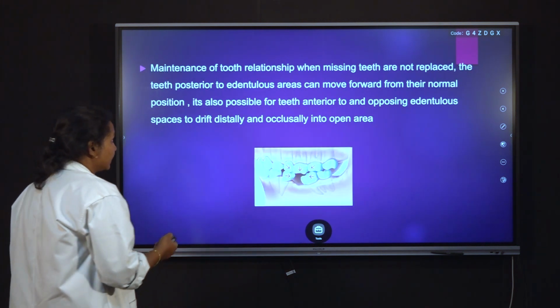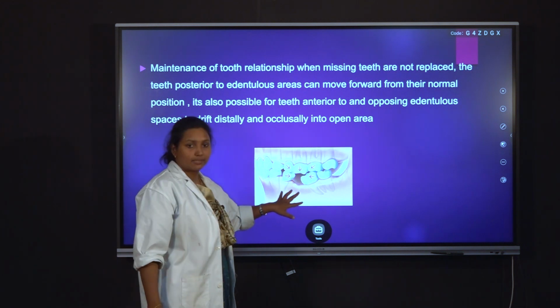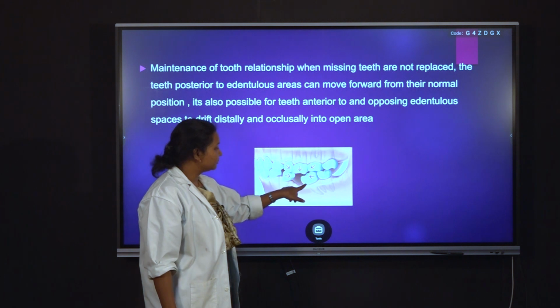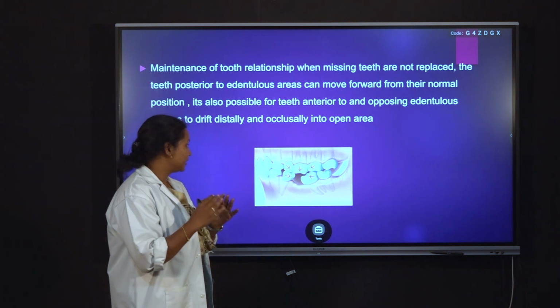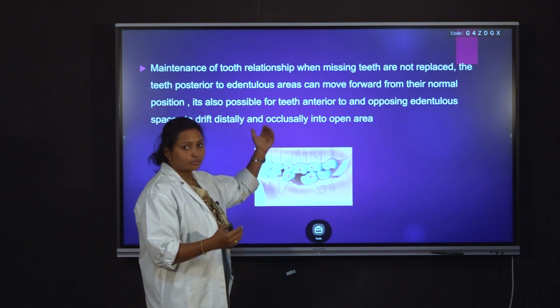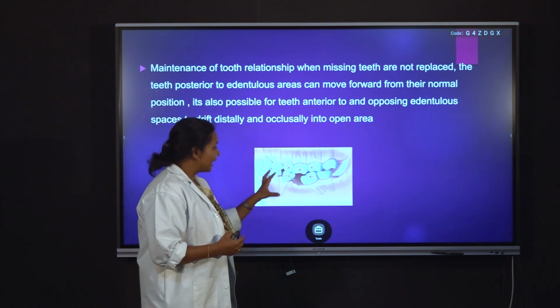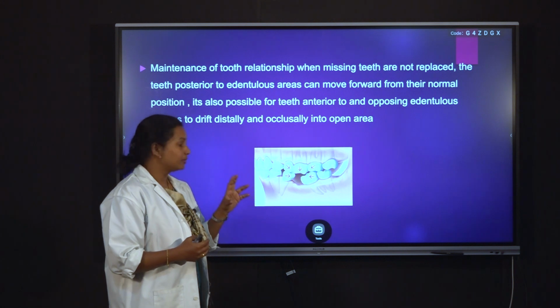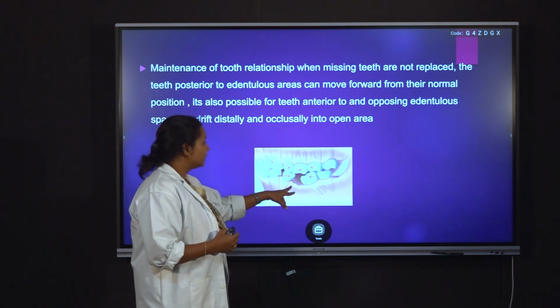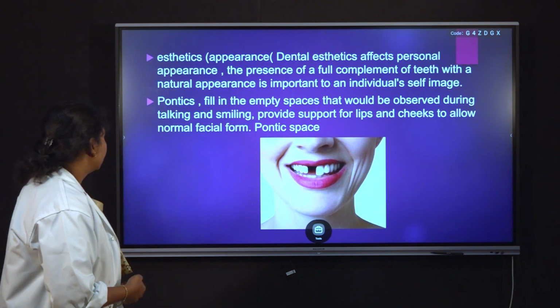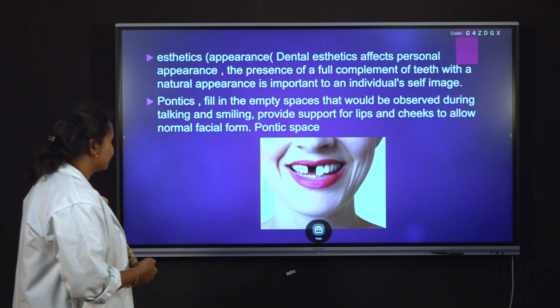And maintenance of relationship of adjacent teeth. Whenever there is a missing tooth, the adjacent teeth will tend to tilt into that position and opposing teeth will tend to supra-erupt into that position. So we have to replace that tooth either with removable or fixed prosthesis in order to avoid this pathological migration of the teeth. And aesthetics.